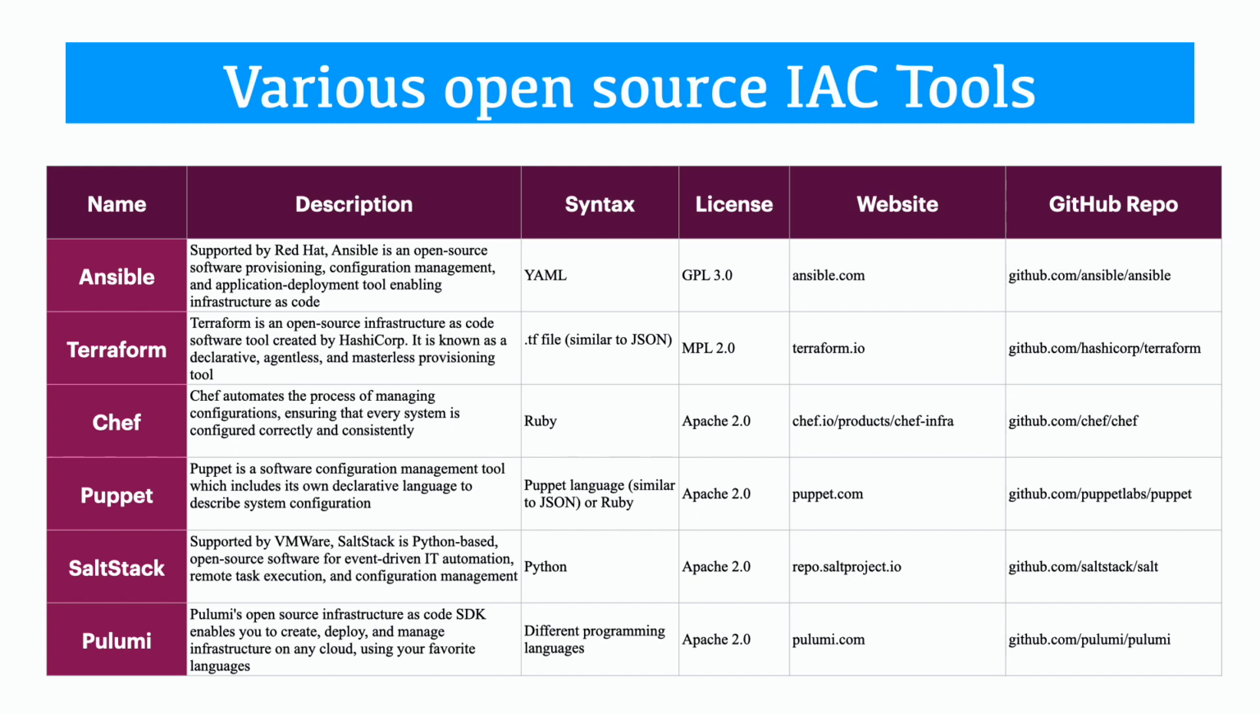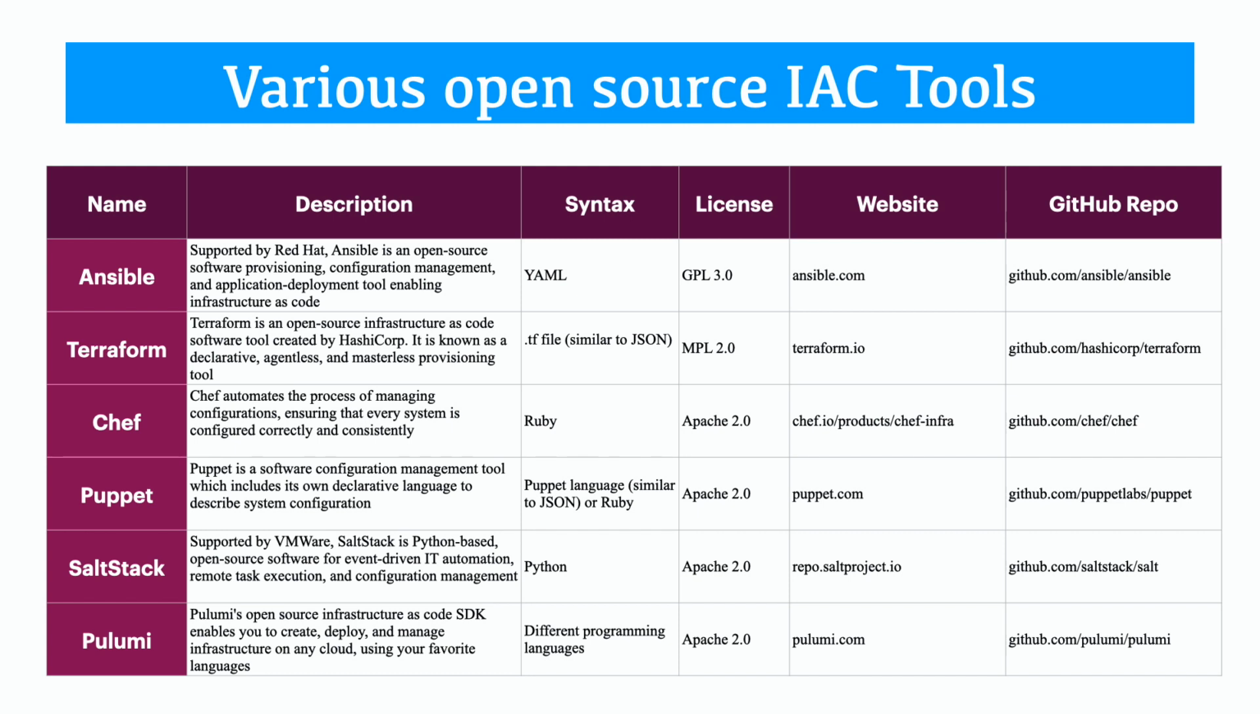Then we have SaltStack. Supported by VMware, SaltStack is a Python-based open source software for event-driven IT automation, remote task execution, and configuration management. Its main configuration file is based on Python and is licensed Apache 2.0, and you can find the links to its website and GitHub repo here.